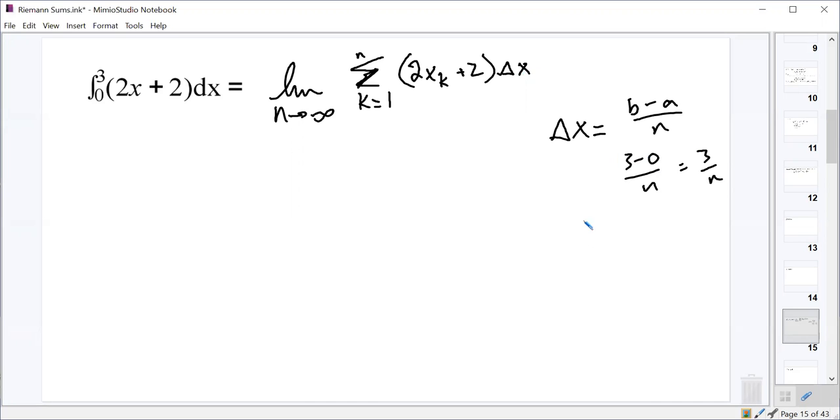And our x sub k value will always be equal to a, our lower limit, plus k times delta x. And so in this case, our a is 0, and then our k times our delta x just becomes 3k over n. So just 3k over n. Everybody good with that?